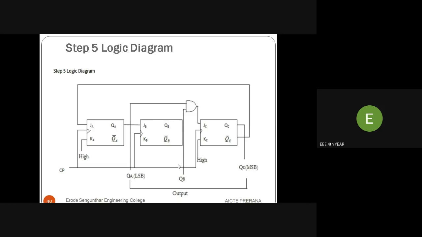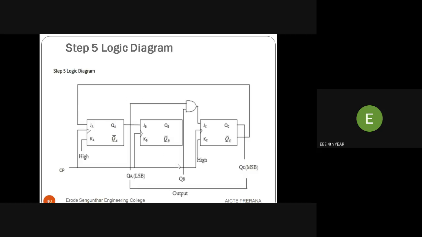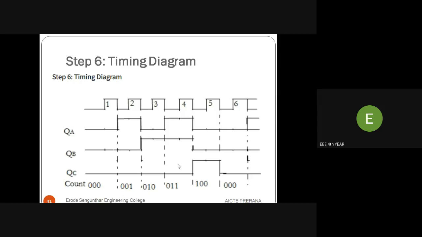The second flip-flop output and the clock pulse are used for delivering the output. Okay, this is the simple logic diagram for a mod 5 counter. It counts 0, 1, 2, 3, 4 in binary values: 000, 001, 010, 011, 100. Likewise, it starts counting and repeating again.